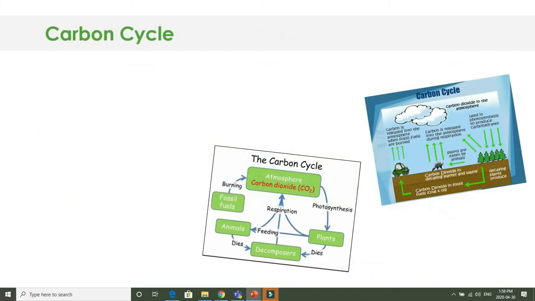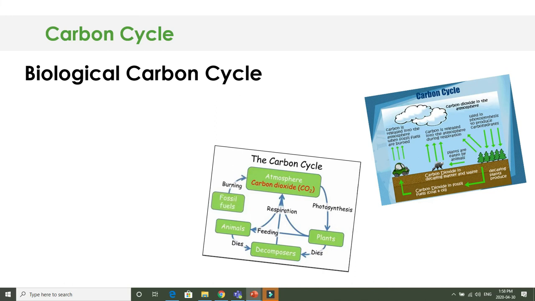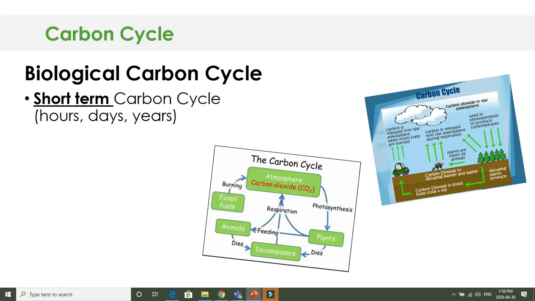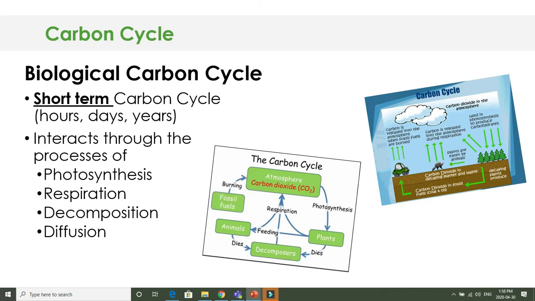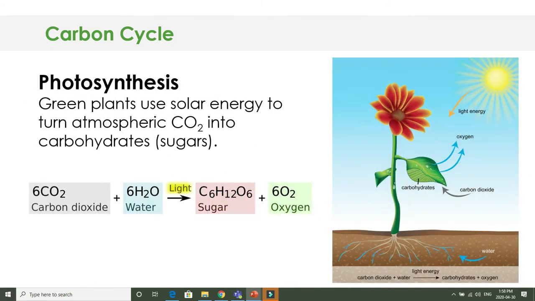Moving on to the biological carbon cycle. So short-term carbon cycle, this one happens more like hours, days, years, much shorter than the millions of years that the geological one takes. It interacts through the processes of photosynthesis, respiration, decomposition, and diffusion. So we'll see that. So photosynthesis. Green plants use solar energy to turn atmospheric CO2 into carbohydrates, sugar.